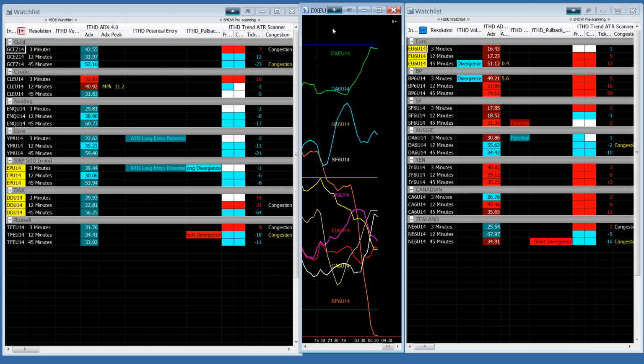Now, I have this set to a 45-minute chart. We can set it to anything we want. We can have it on a 1440, we could have it on a 720, we could have it on a 180. It would not matter. We would still be able to do exactly the same thing. Okay? Any questions on that one?